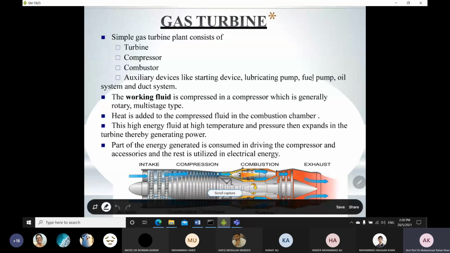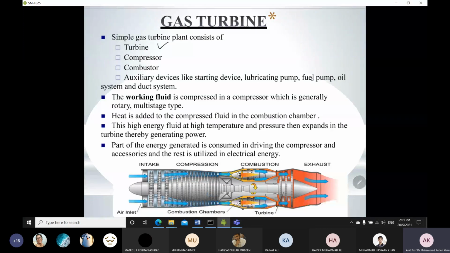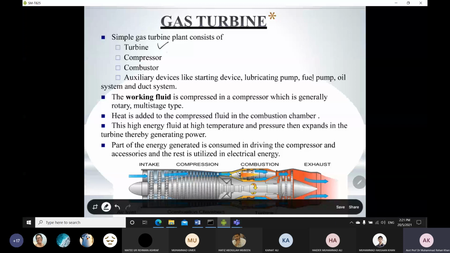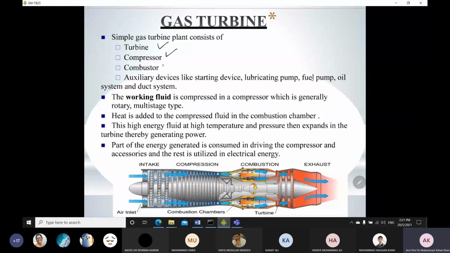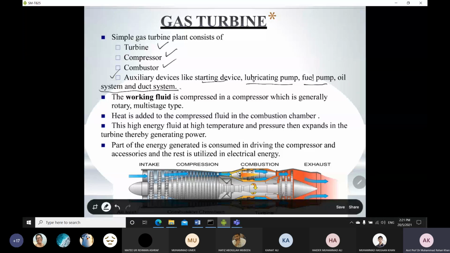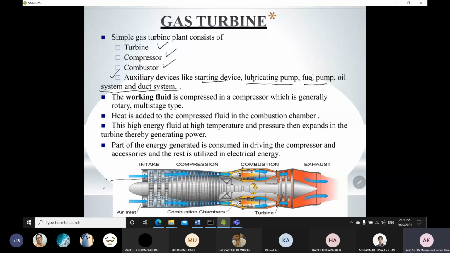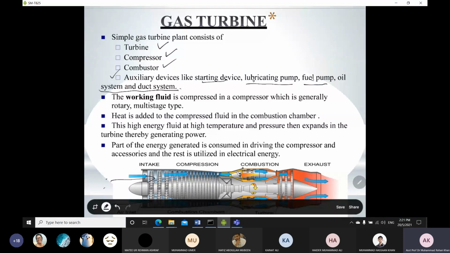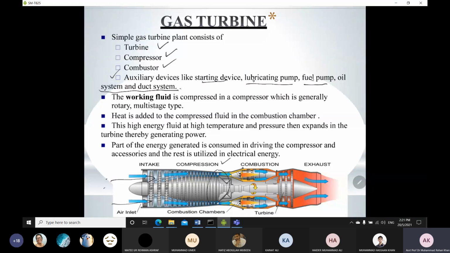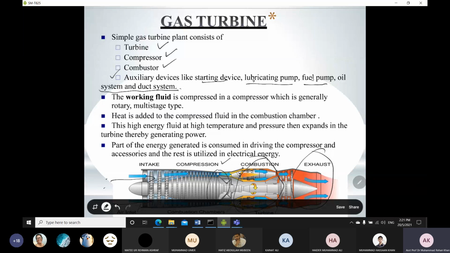We already saw the components which make up the gas turbine plant: the turbine, the compressor, used to compress the air, then the combustion chamber, and some auxiliary devices, like a starting device, lubricating pump, fuel pump, oil system, and duct system. This is the schematic shown there: air is taken in towards the compressor, resulting in high pressure gases, then it is sent to the combustion chamber where combustion takes place, and the resulting exhaust gases pass through the turbine blades and produce the rotary motion of the turbine.